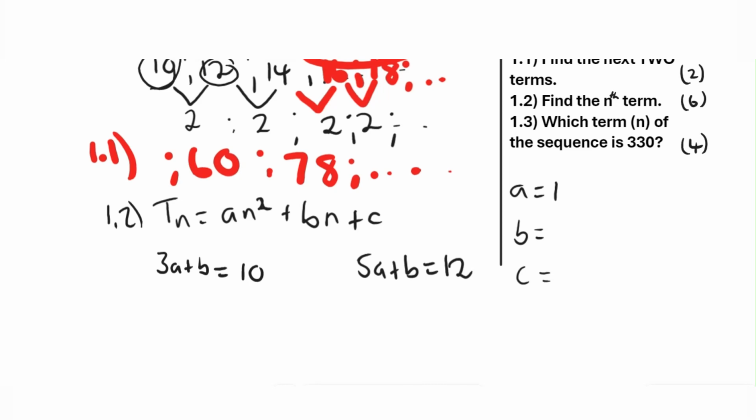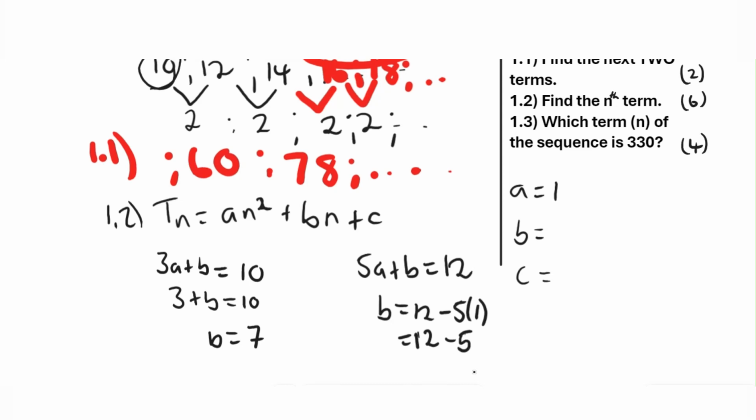Now let's proceed. We have 3 times a, and a is 1, so it's just 3 times 1 is 3 plus b, that is 10. So our b is 10 minus 3, that is 7. Or you can say from this side b is 12 minus 5 into a, and a is 1. So you have just 12 minus 5, and this will give you 7 as well. So our b is 7.